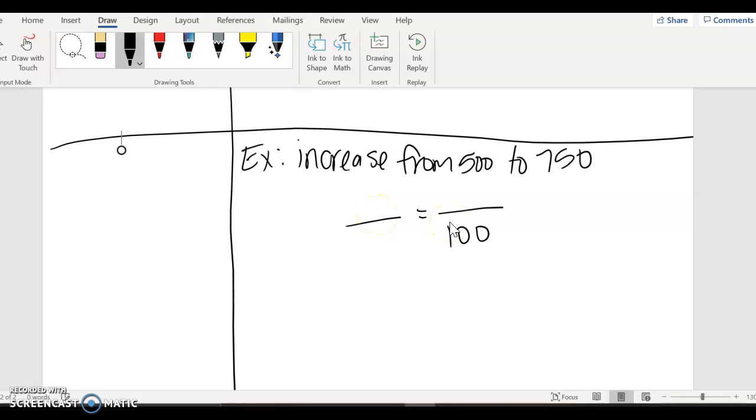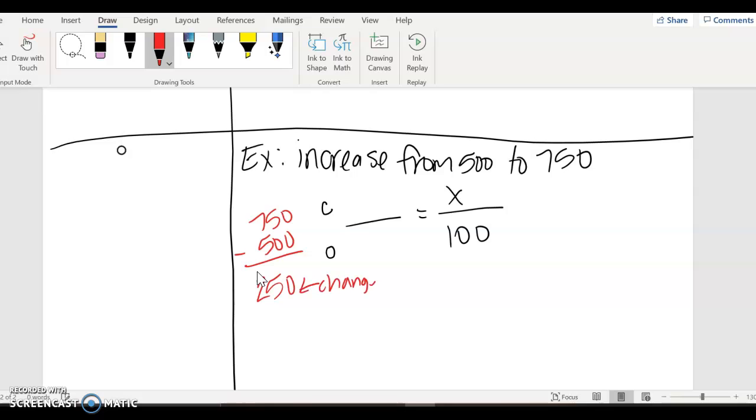Again, I'm going to put that 100 down in the bottom, X on top because I do not have a percent, and then we've got to find our change and our original. So, step 1, we must subtract to find the change. So 750 minus 500 is 250, which is our change. So that's going to be our top number. Our original amount we had in our savings account is $500.